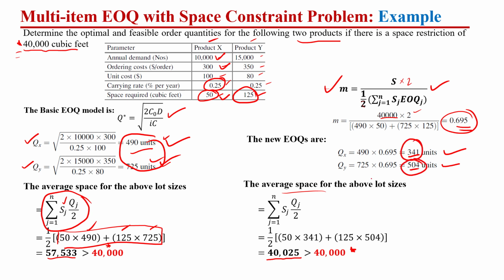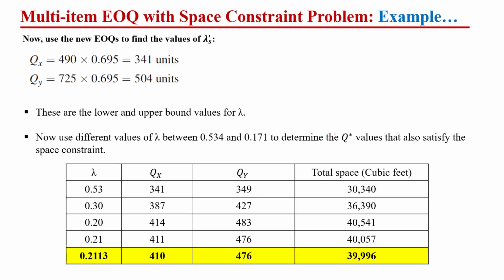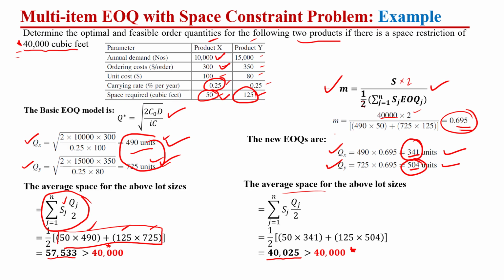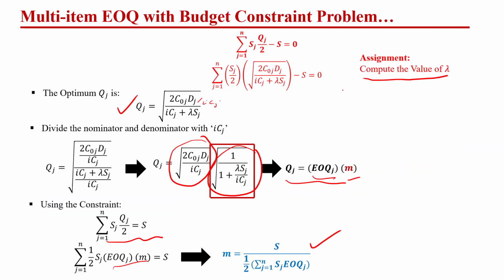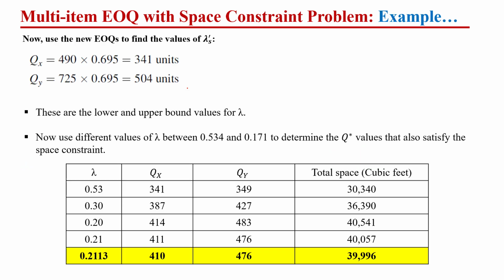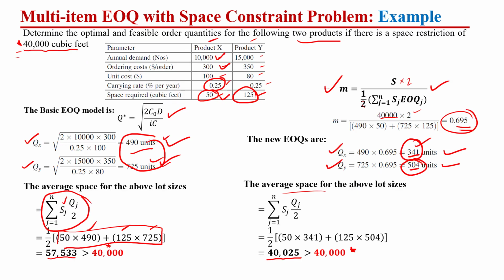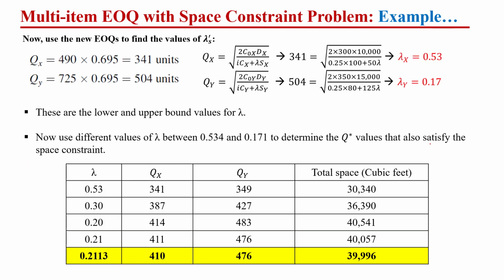Okay, that would be the much simpler way. How can you do that? This is the QX, this is the QY we are going to use, and then we are going to apply this optimum order quantity formula. So we have the new Q1, QX is 341 and QY is 4504. By putting these values over here, we need to find out the value of lambda.